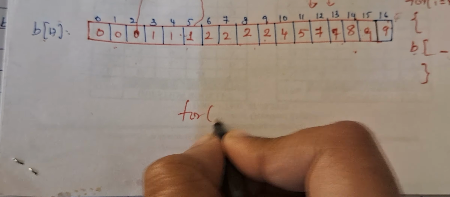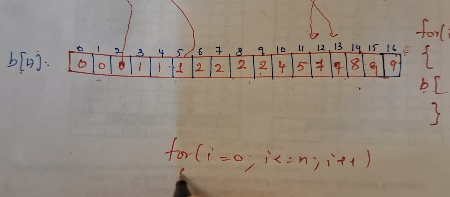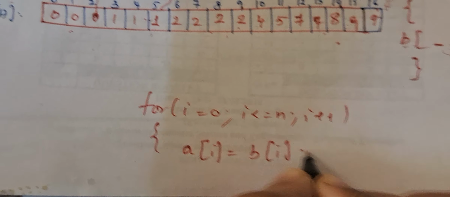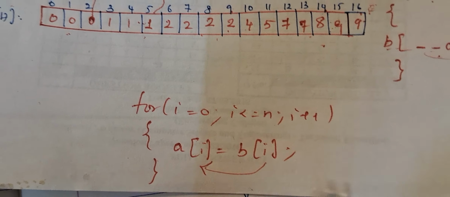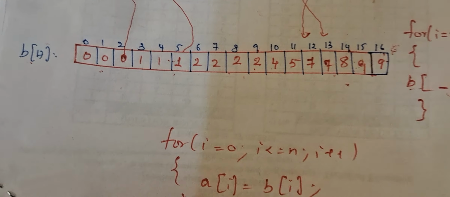So how to write the code for that? I equal to 0, I less than or equal to n, I plus plus, A of I equal to B of I. So we are copying all the elements to array A. Okay, so this is how we perform counting sort.